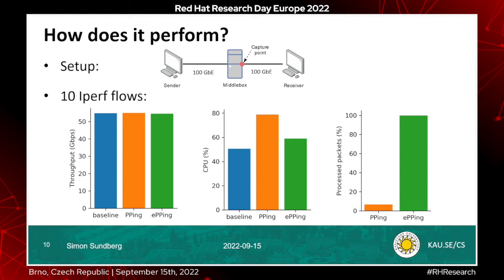And obviously, the baseline has the lowest CPU usage, as it only forwards the packets. Running the monitoring, of course, adds some CPU overhead, but evolved passive ping here does a lot better than the original passive ping. And importantly, ePPing does this while actually running and capturing every packet, or rather seeing every packet, whereas the original passive ping misses around 94% of the packets in this case. So even though we're processing all the packets, we're still having a lot lower overhead.